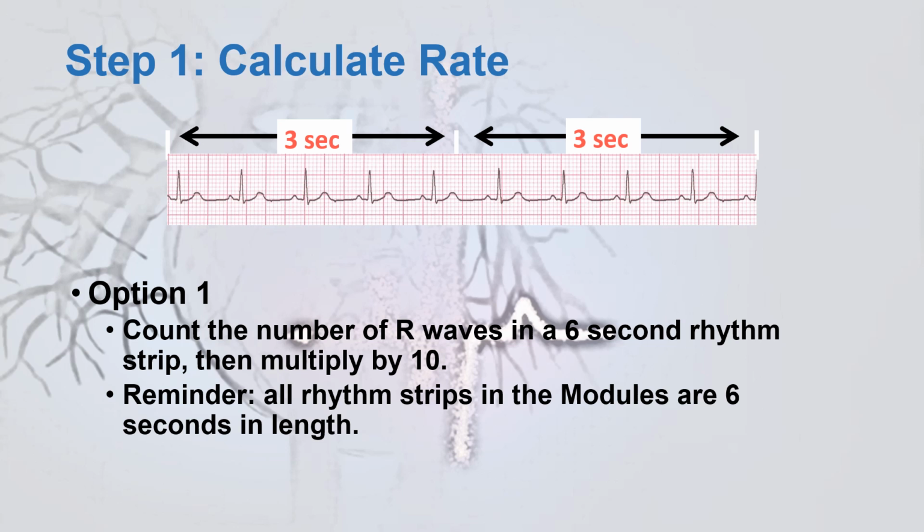To calculate the heart rate, different options are there. If the rhythm is regular, we have different options, and if the rhythm is irregular, different options. As option 1, we take a 6 second strip, count the number of R waves in the 6 second rhythm and multiply by 10. In this strip we get the heart rate: 9 R waves are there, multiplied by 10, we get 90 beats per minute.